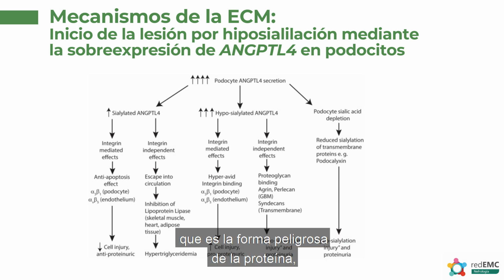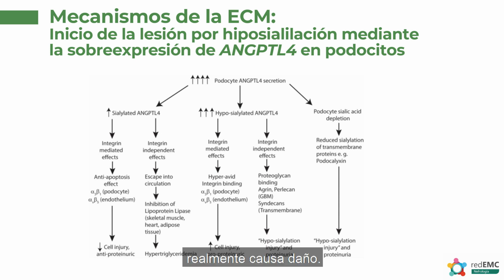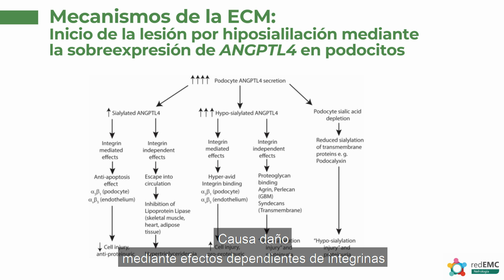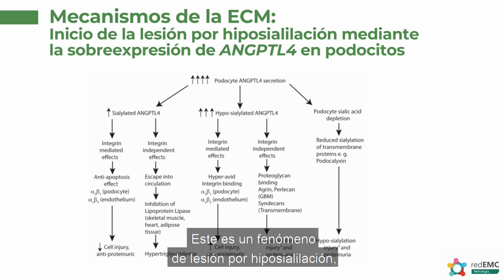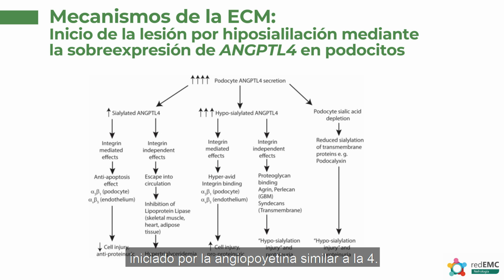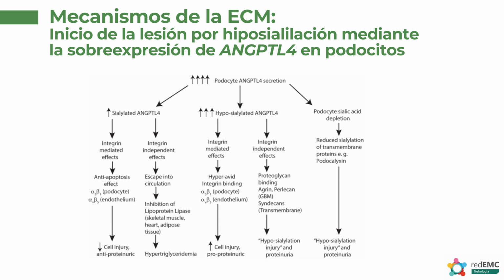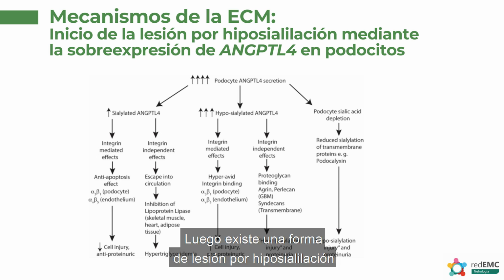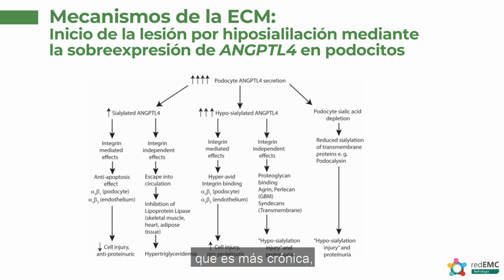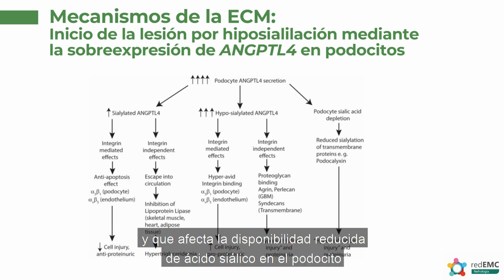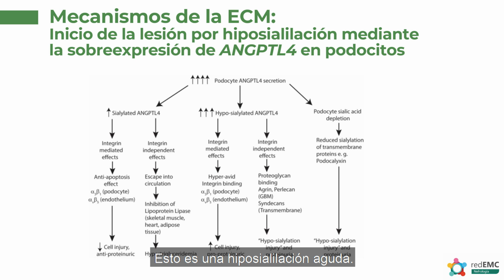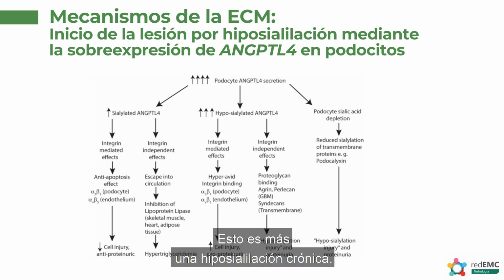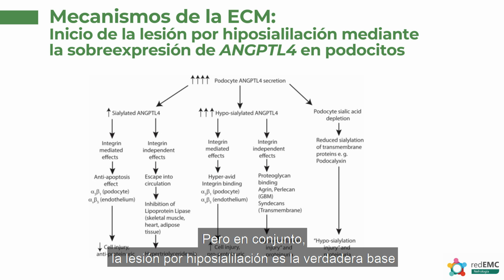The hyposialylated protein is the dangerous form of the protein. It actually causes injury. It causes injury through integrin-dependent effects and endocrine-independent effects, which are largely related to proteoglycan binding. So this is a phenomenon of hyposialylation injury, which is initiated by angiopoietin-like 4. But then there are other players that come on later that actually perpetuate the hyposialylation injury. And then there is a form of hyposialylation injury that is more chronic, and that affects reduced availability of sialic acid in the podocyte to sialylate proteins, for example, like podocalyxin. So this is an acute hyposialylation. This is more of a chronic hyposialylation. But in all, hyposialylation injury is the real basis of human minimal change disease pathogenesis.